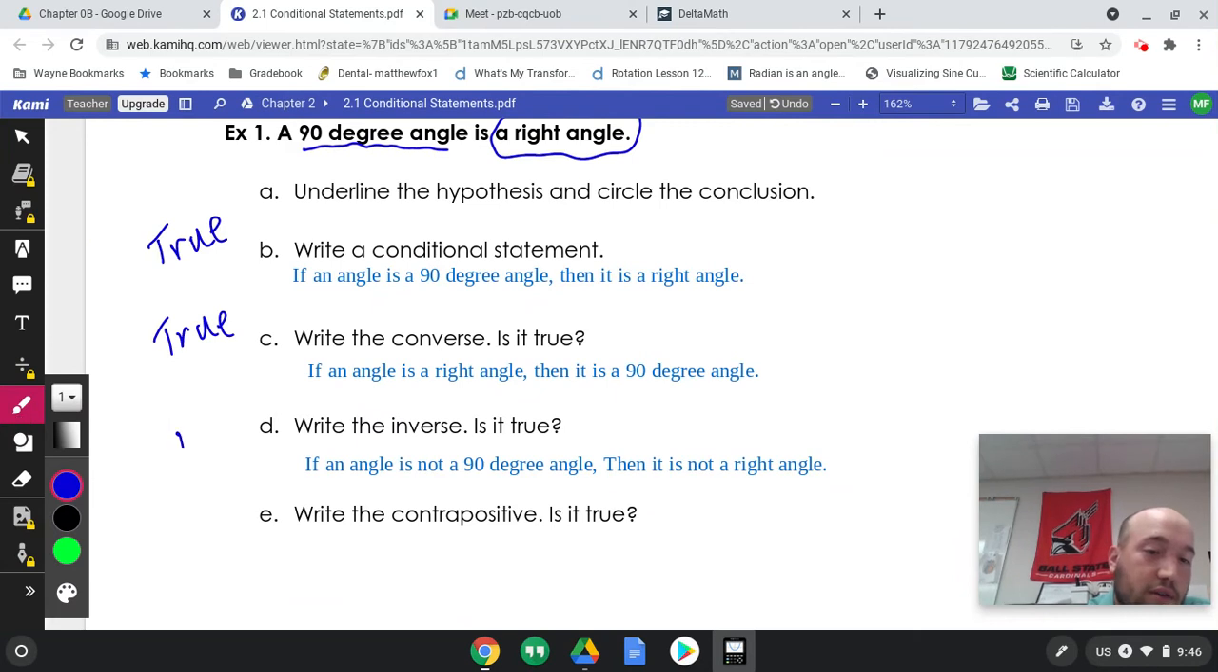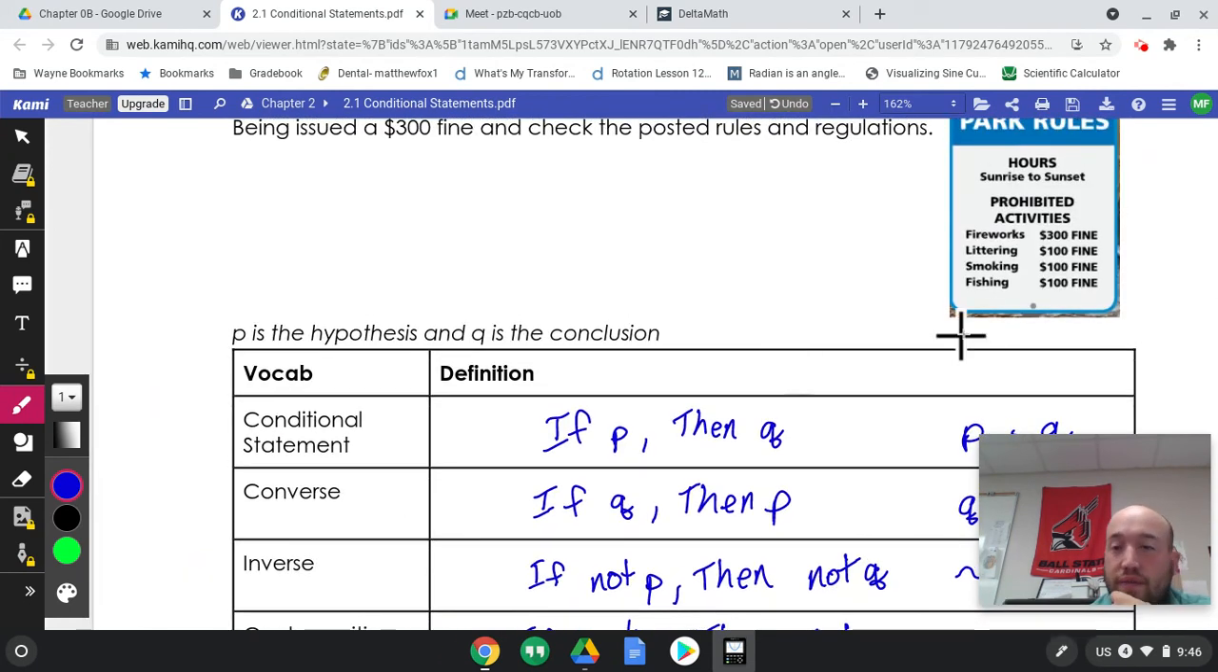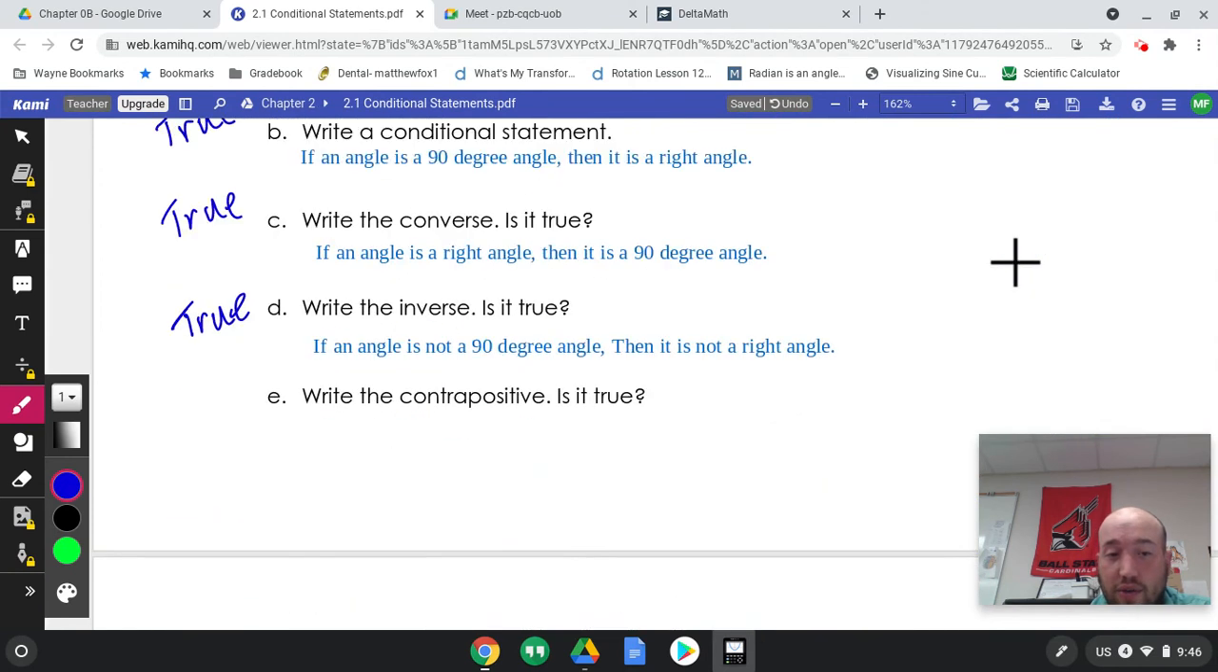So sometimes they are all true, sometimes they're all false, sometimes it's a mix. Keep in mind we said our conditional statements at the beginning, like if you shoot off fireworks, then you get a $300 fine. That'd be true. But if you get a $300 fine, then you shoot off fireworks, we don't know that. That might not be true, so that is false.